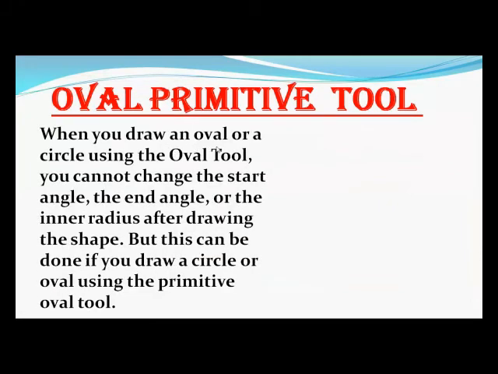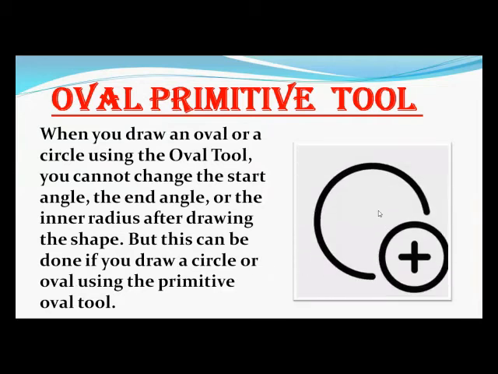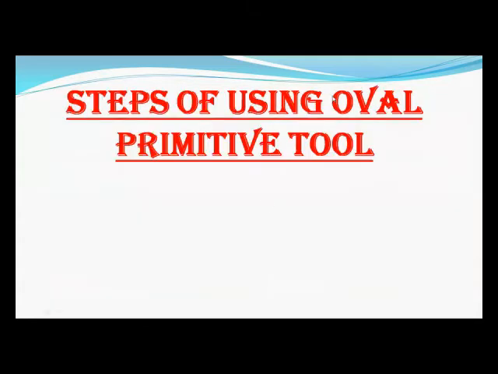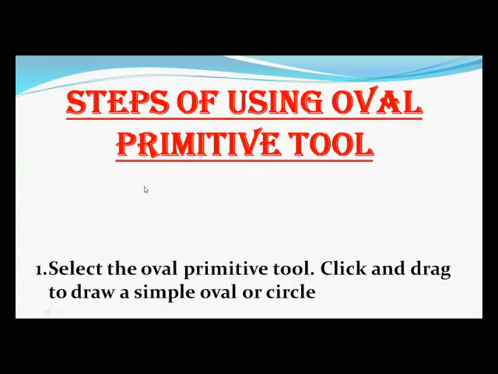When you draw an oval or a circle using the oval tool, you cannot change the start angle, the end angle, or the inner radius after drawing the shape. But this can be done if you draw a circle or oval using the primitive oval tool. Now this is the logo or icon of the oval primitive tool. Now the steps of using the oval primitive tool.